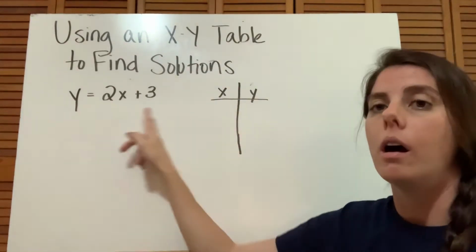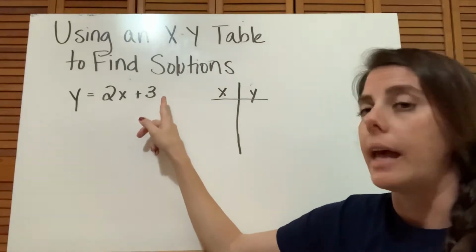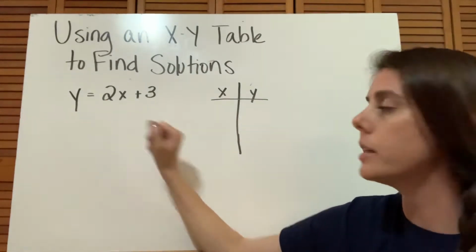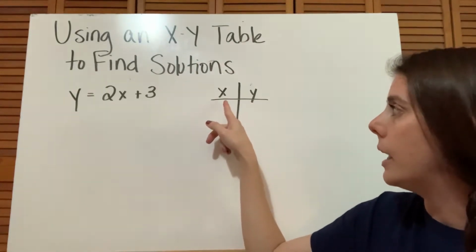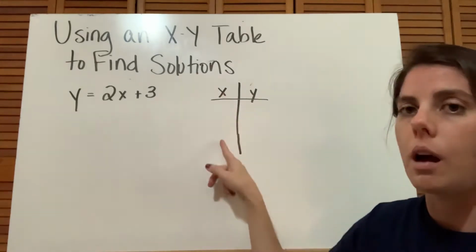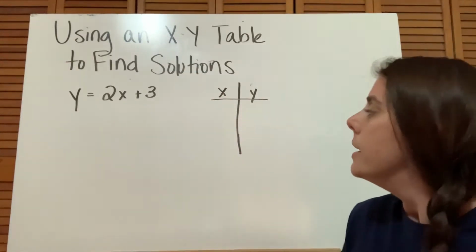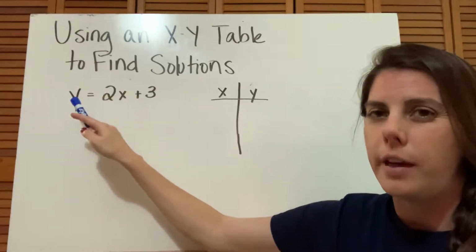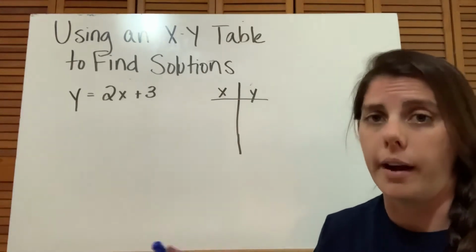So we have our practice or sample equation. And again, this represents a line on a graph. So y equals 2x plus 3. And what we're going to do is just create an XY table. So we have a column for our x values and a column for our y values. Now for this one, since the y is already by itself, it would be easier if we just picked some values to put in for x.